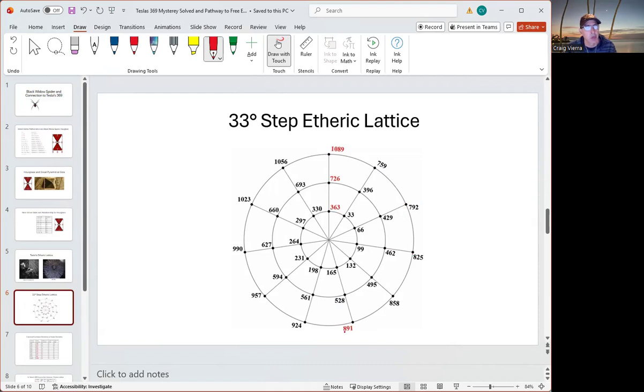Here's 891. This is associated with Tesla's room number, 33 times 27 in the New Yorker Hotel. And then you can keep going around here, and you can see these important nodes. We end at 1089. Now, I have these all in red because this is the scalar circle. 726 is the tetrahedron that's phase shifted by 6 degrees. And then you have the square base pyramid that's phase shifted away from 1080 by 9 degrees.